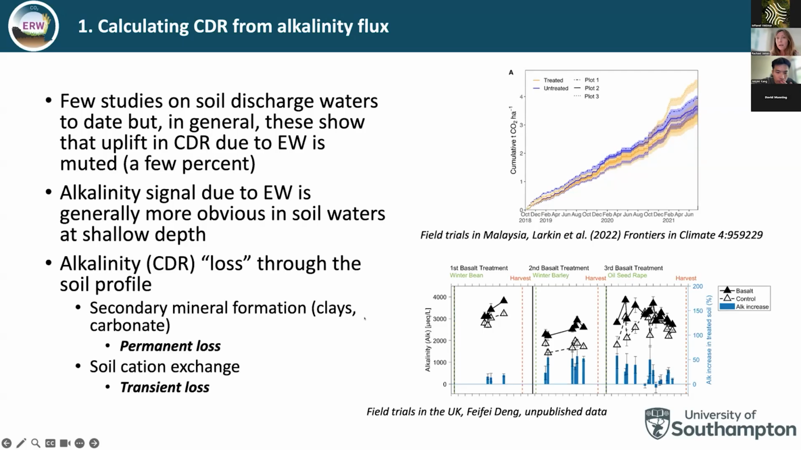So what's pretty clear then is that there is effectively loss of that alkalinity through the soil profile. And why is this? Well, there are two principal ways this alkalinity can be lost. Firstly, through secondary mineral formation, so formation of clays or carbonate, and that's permanent loss of the alkalinity flux. But also through soil cation exchange. And I'll talk about that in just a sec, but that's actually a transient loss.